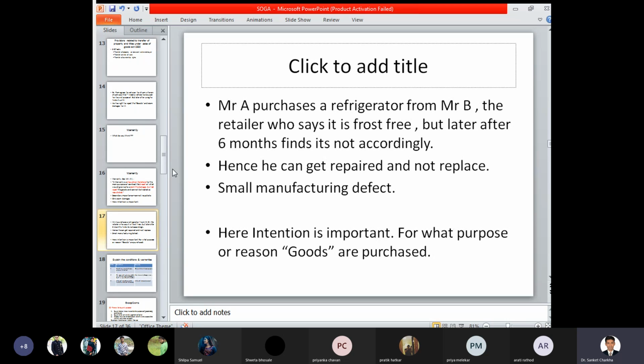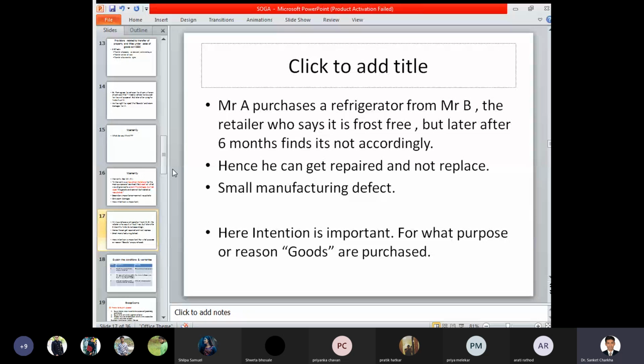B has specifically said that it is a frost free refrigerator, and the warranty for this particular refrigerator is for 2 years. But after using this refrigerator on a daily basis, after 6 months it has been found out that the refrigerator is not frost free, and in the cooling section or the freezing section, frost starts settling.